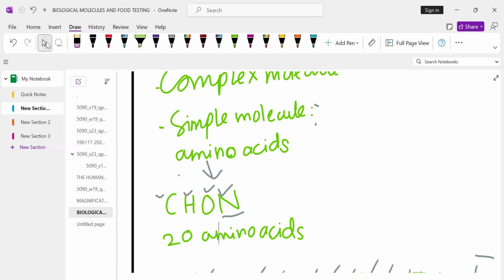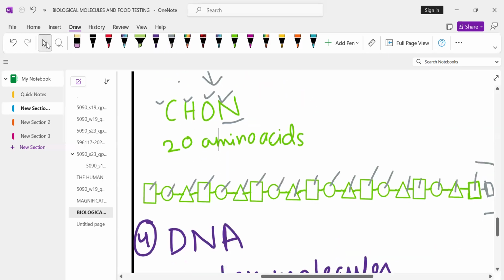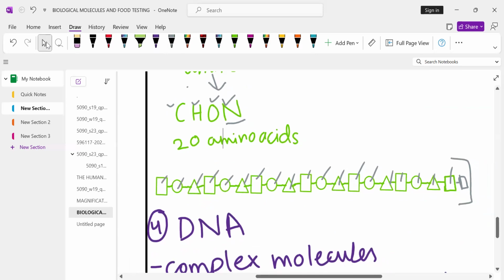When 20 amino acids combine together, they form a protein. So there is a chain of 20 amino acids. I have drawn an example chain here. This contains 20 amino acids. They may vary in shape. Let's count it: 1, 2, 3, up to 20. So there are 20.